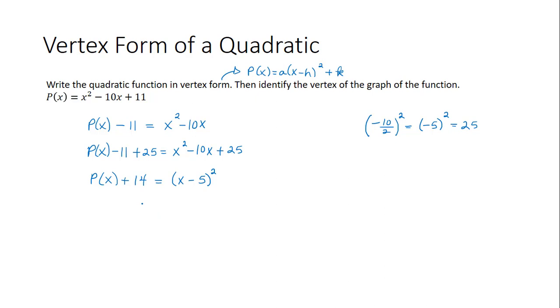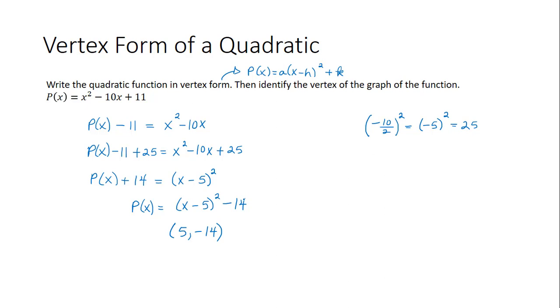Now to solve for p of x, we can subtract 14 from each side to get p of x is equal to x minus 5 squared minus 14. Now, the vertex of this parabola is the ordered pair 5, negative 14.